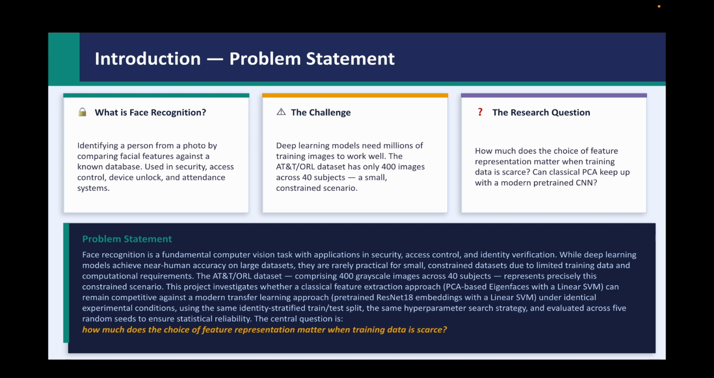While modern deep learning models achieve remarkable performance, they typically require large-scale datasets. In contrast, the AT&T ORL dataset contains only 400 images across 40 individuals and just 10 images per identity. This creates a small sample learning problem. Under such constraints, training deep models from scratch is impractical. This leads to a critical question. When data is scarce, how important is the choice of facial representation?